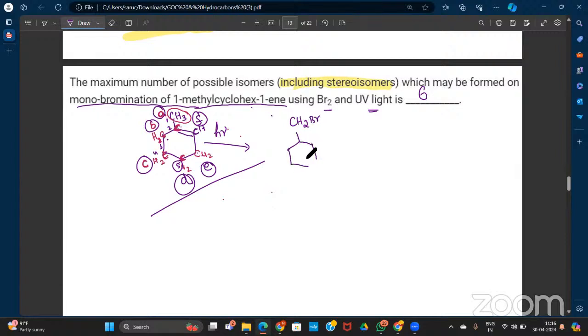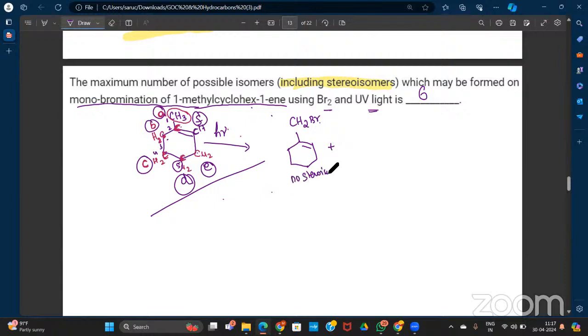Okay. Now this Br is attached to a chiral center or a non-chiral center? Non-chiral center. So will it have a stereoisomer? No. So no stereoisomer for the first.